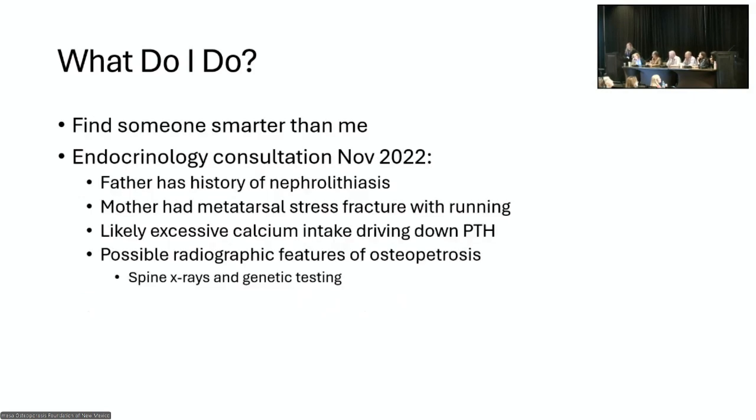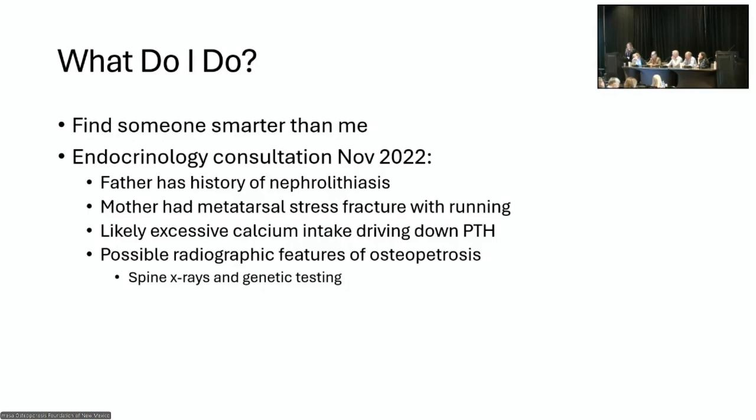Well, I decided to find someone smarter than me, and the person I know who's like the smartest in the world is Steve Petak, and so he graciously agreed to see this patient. And during that visit, again, he revealed to him that the father had a history of nephrolithiasis, mother had a history of metatarsal stress fractures with running, and the conclusion was still likely excessive calcium intake that was driving down parathyroid hormone, but given how high the bone density was at the spine, there was some concern about possible radiographic features of osteopetrosis. And so a recommendation was for spine x-rays and genetic testing.